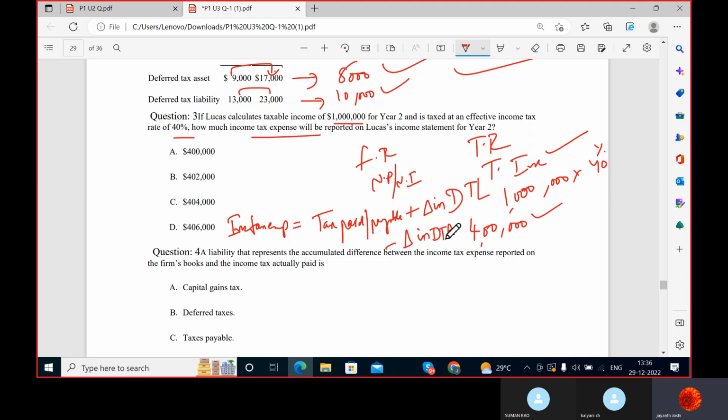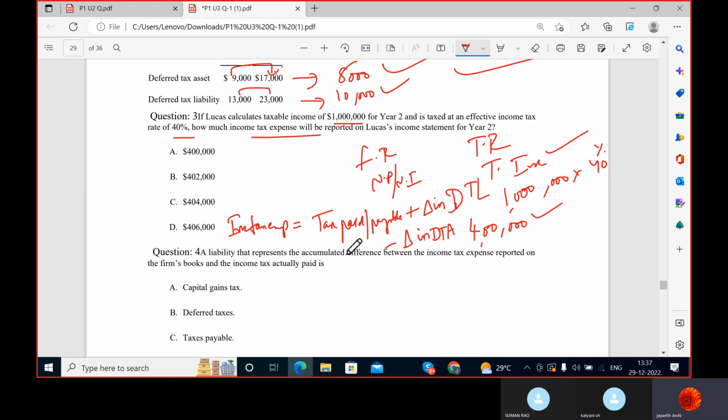Did you understand? See, deferred tax asset means what? In future, whenever you get profit, you have paid advance taxes, no? You already paid that advance tax. So in future, you can deduct it. Am I right? And this one you have to pay further. Deferred tax liability means what? You have paid less tax. You need to pay more tax. Am I right? Yes.